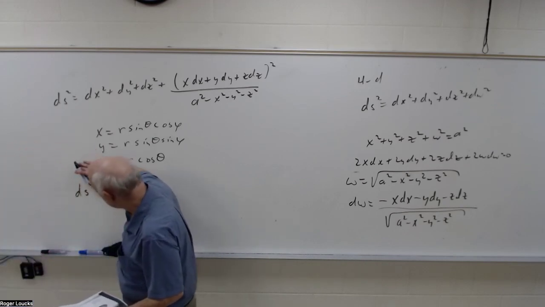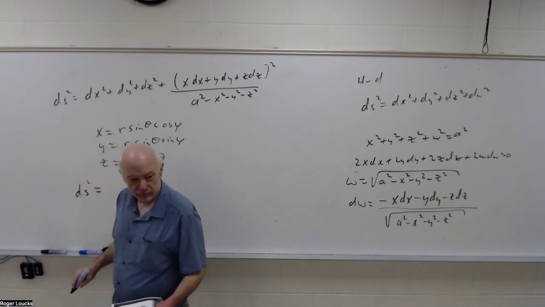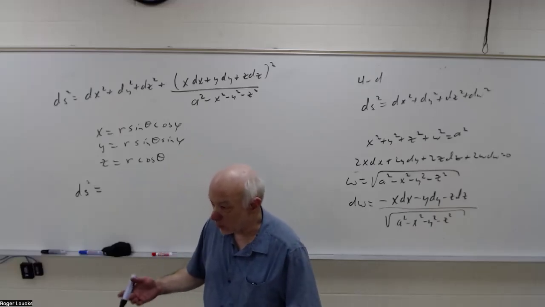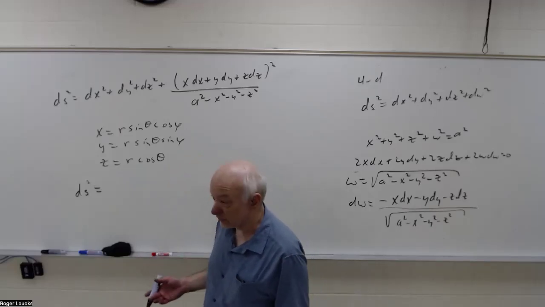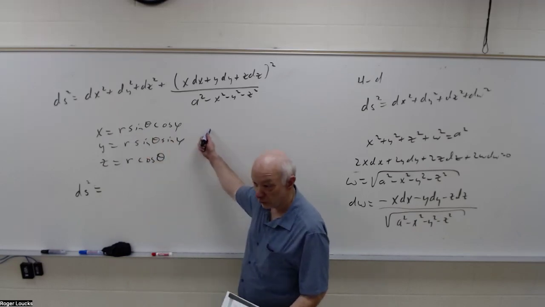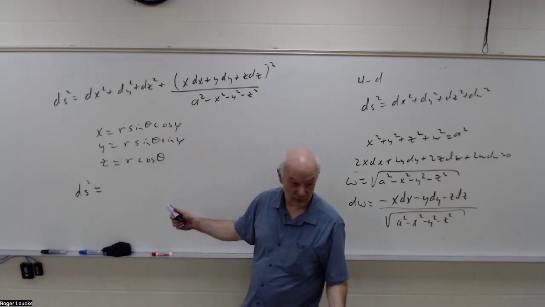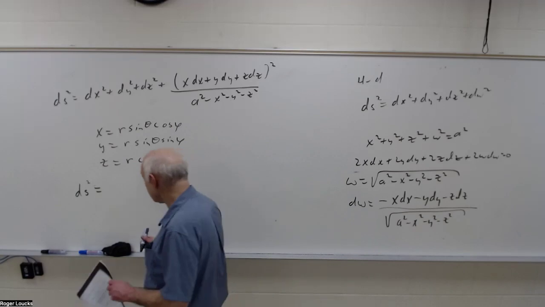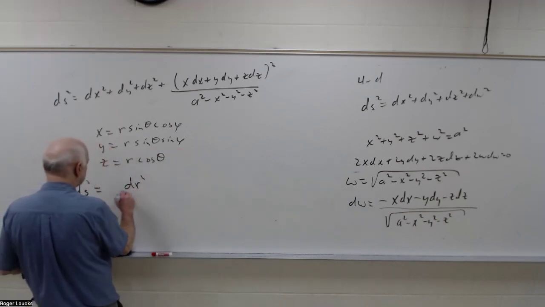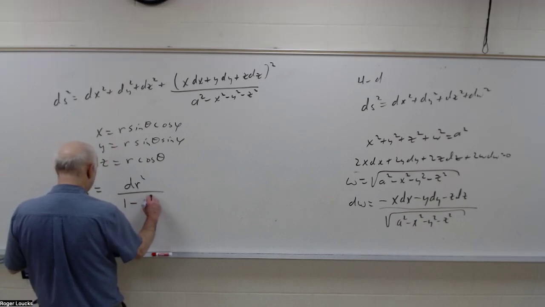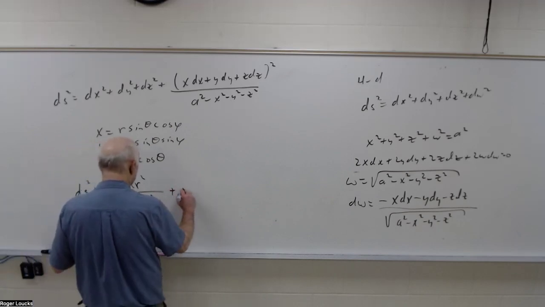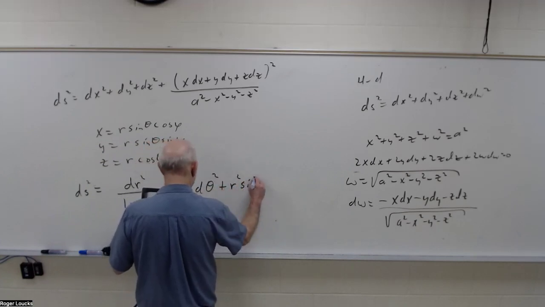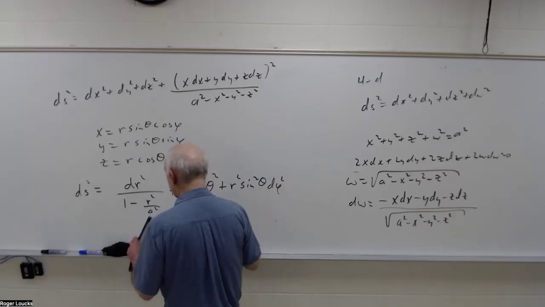I'm not going to make you do this, because it turns out this gets a lot more hellacious, since you're going to get a triple integral here. You're going to have really nasty things, and I think you have better things to do with your time before the end of the semester than squaring these all out. But if you do that, you end up with dr squared over 1 minus r squared over a squared, plus r squared d theta squared, plus r squared sine squared theta d phi squared.